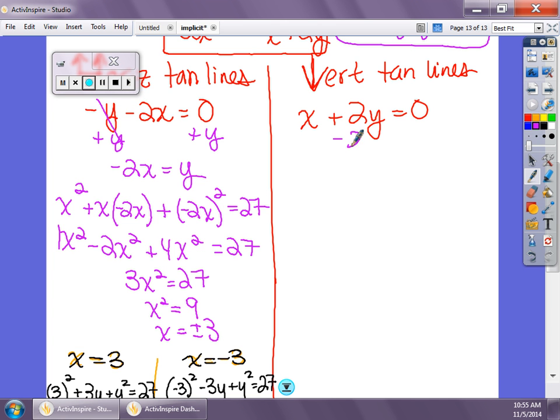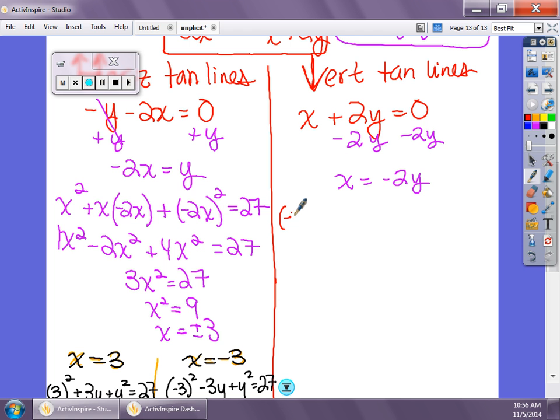So I'm going to subtract 2y from both sides. We get x equals negative 2y. What do I do with this? Plug it back into the original. In for what variable? You replace the x now. Okay? So I'm going to plug it back into the original and replace the x.